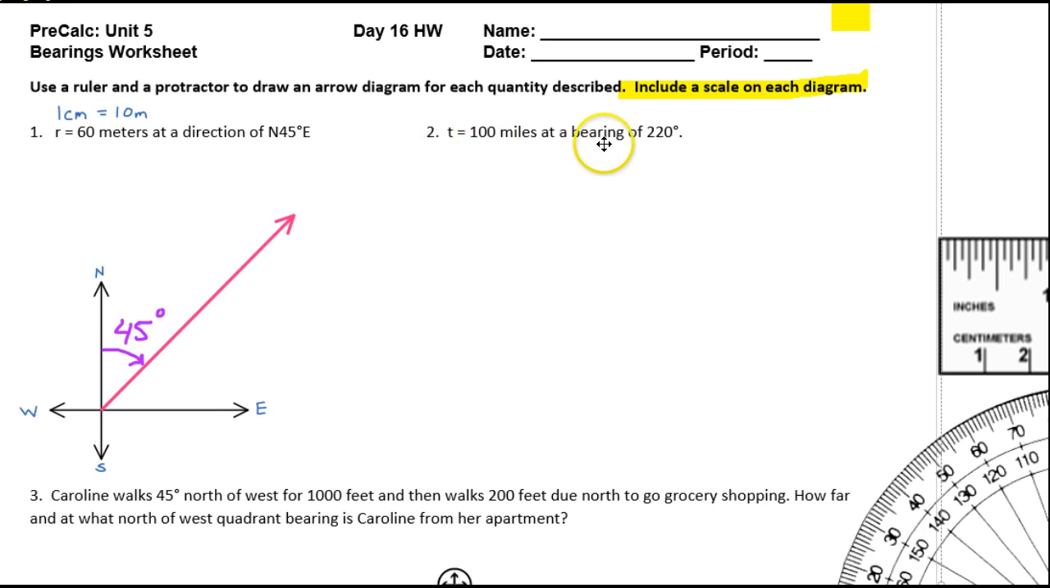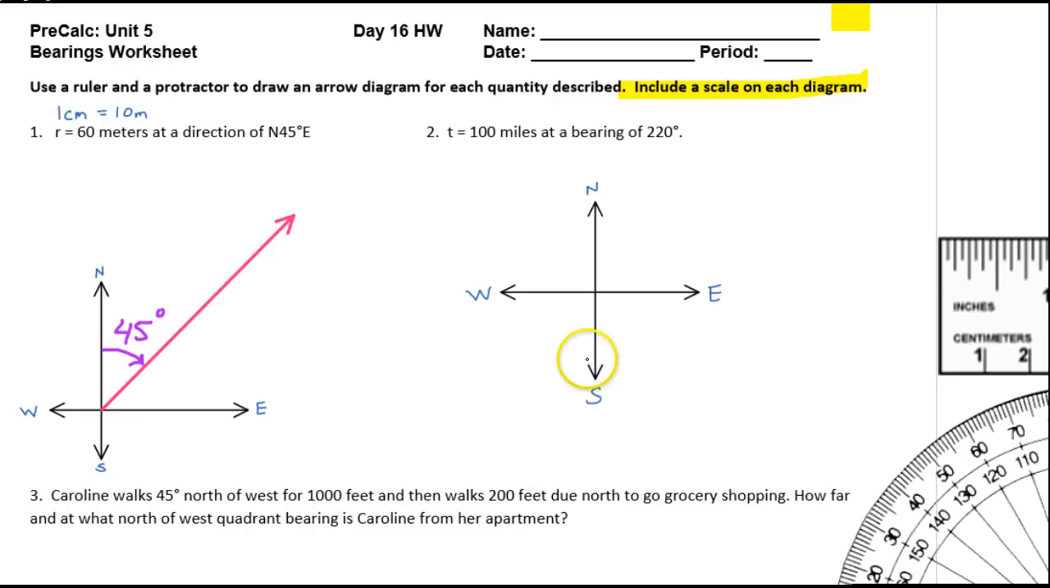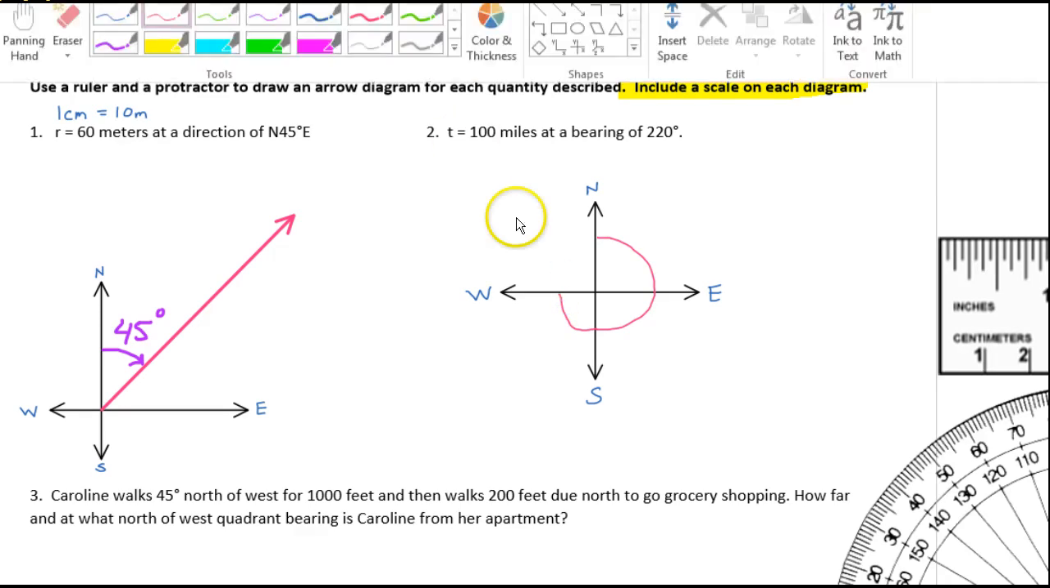Okay, for number 2, we need a bearing of 220 degrees, and then I'll worry about the 100 miles later. Now remember that bearing is measured clockwise from north. So if we were talking about a bearing of 220, we're talking about moving 220 degrees clockwise from north. So there's 90, there's 180. Okay, if I went all the way to here, that would be a bearing of 270. So that would be too far.